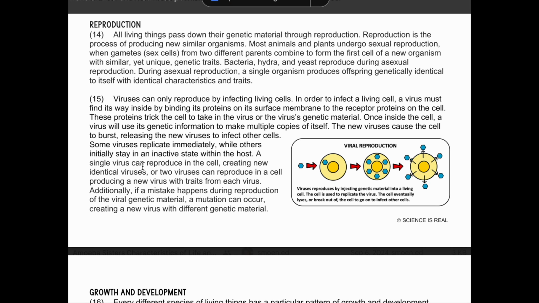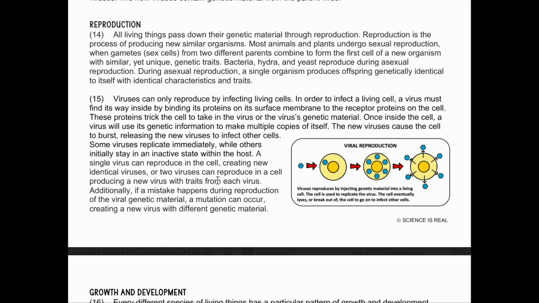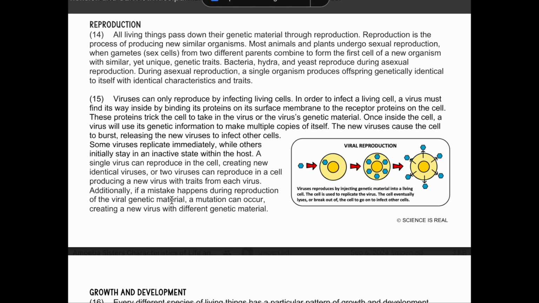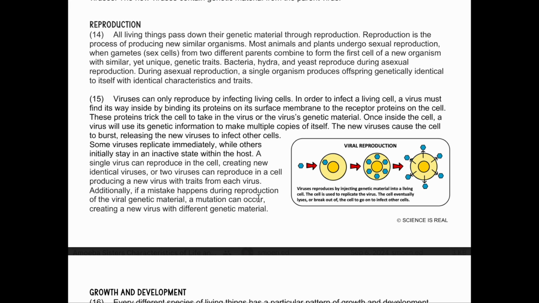A single virus can reproduce in the cell, creating new identical viruses, or two viruses can reproduce in a cell, producing a new virus with traits from each virus. Additionally, if a mistake happens during reproduction of the viral genetic material, a mutation can occur, creating a new virus with different genetic material. Here's an example of viral reproduction.